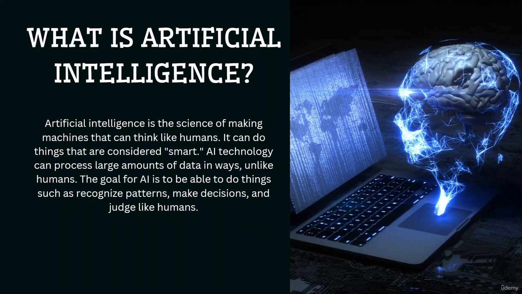Okay, so AI technology can process large amount of data in ways unlike humans. So AI is basically artificial intelligence. So this particular technology basically can process a large amount of data or an input in a way unlike humans. Okay, so for humans we do actually process data in a different way. But here, AI basically stores and processes a large amount of data in a very mannered way. Okay.